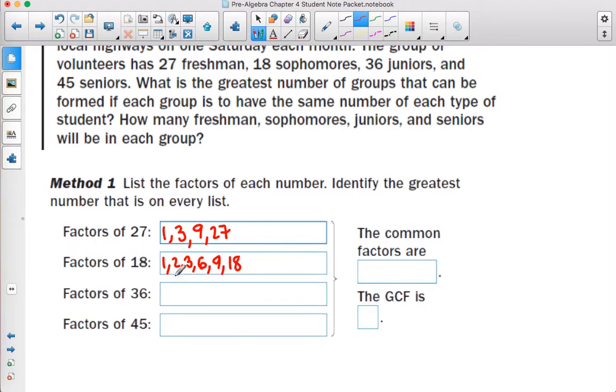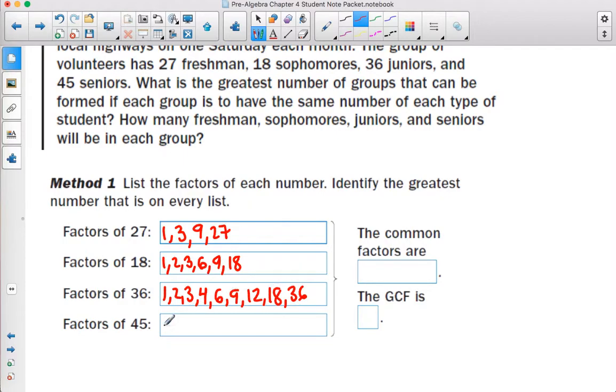Factors of 36 are going to be 1, 2 goes into 36, 3 goes into 36, 4 goes into 36, 5 doesn't, 6 does, 6 goes in there 6 times, so now I'm partnering back up. 4 goes with 9, 3 goes in there 12 times, 2 goes in there 18 times, and 36 goes in there once.